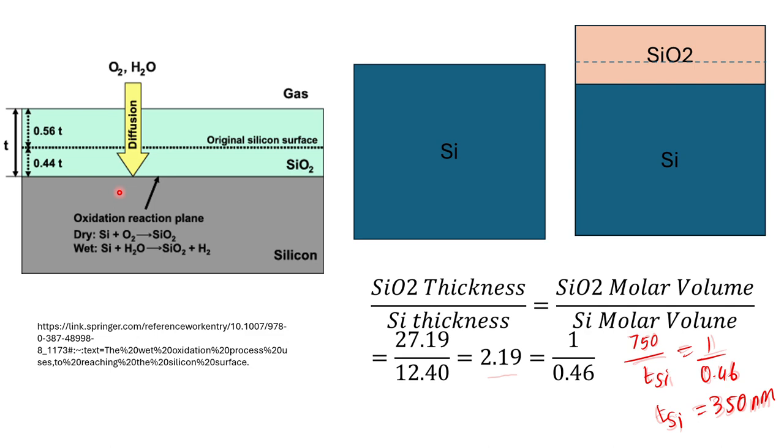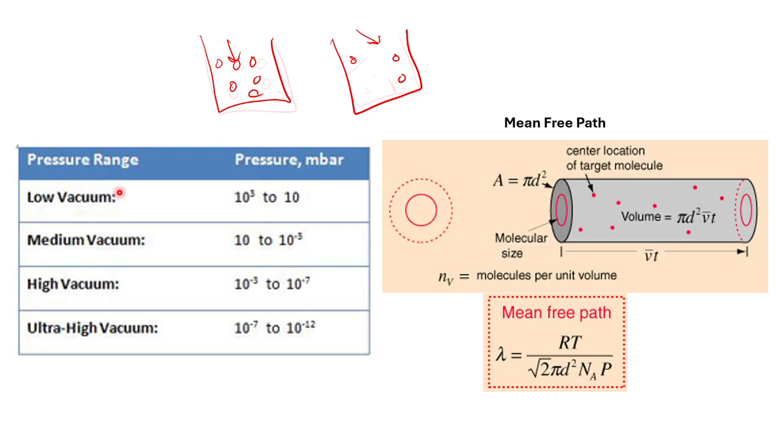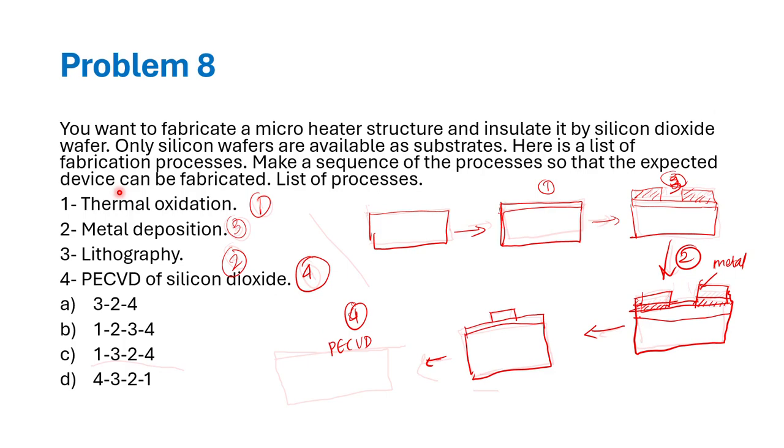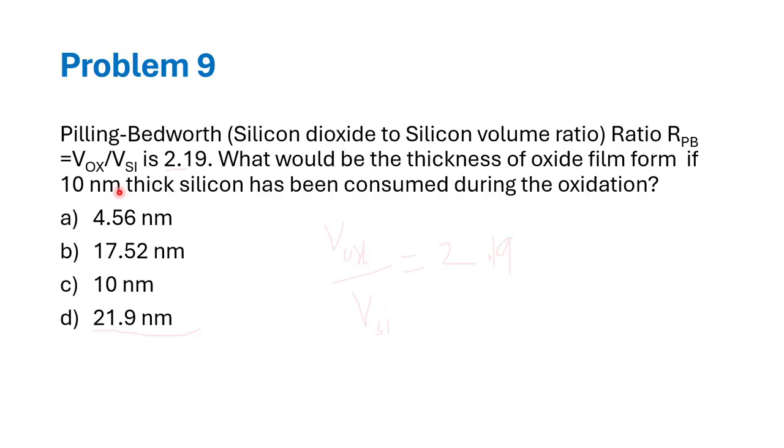Problem 10. E-beam evaporation is a physical vapor deposition technique in which the target material is bombarded with an electron beam in a high vacuum chamber. Is this statement true or false? It's true. Yes.